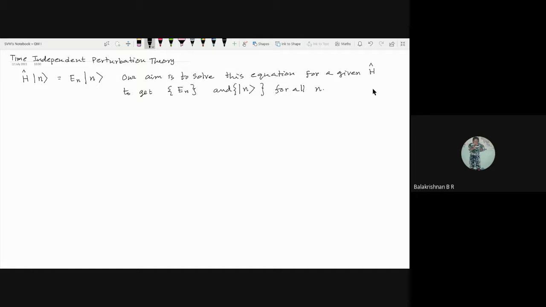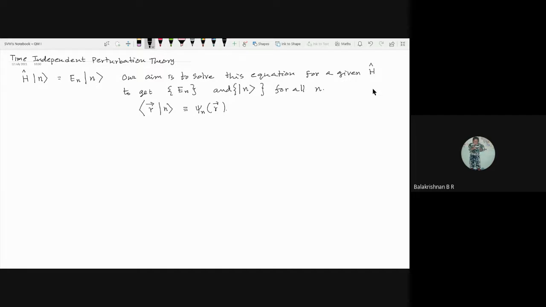The connection between the ket |n> and the wave function is known to us. If you project this ket onto the coordinate r, you write it as some wave function psi_n(r). So this is the connection between the ket and the wave function. We will work with the ket notation, since it is somewhat simple to work with.